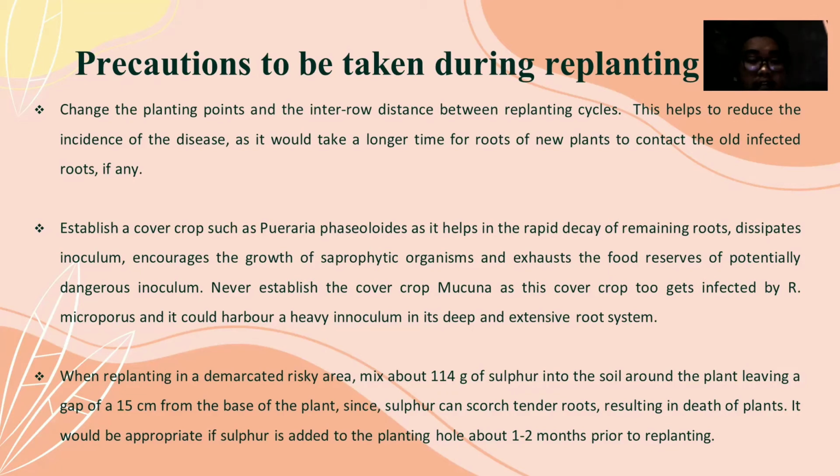Right. So when we are planting, apply a mixture of about 140 grams of sulphur into the soil around the plant, leaving a gap of 50 cm from the base of the plant, since sulphur can burn the wood, resulting in the death of the plant. Sulphur is added to the planting hole about 1 to 2 months prior to the planting.